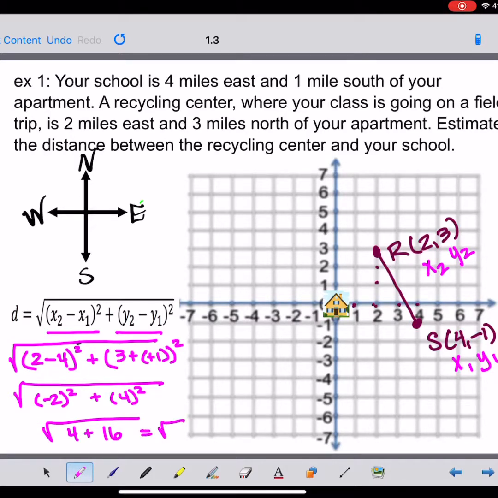And finally, we get the square root of 20, which I know doesn't mean much to most of you. So I plug that into my calculator, and it is an irrational number, so it goes on and on and on. But I rounded it to 4.47 units. So that is the diagonal distance between the recycling center and the school.